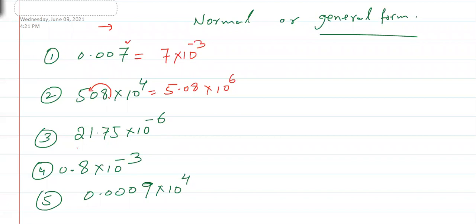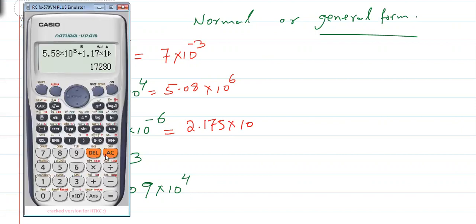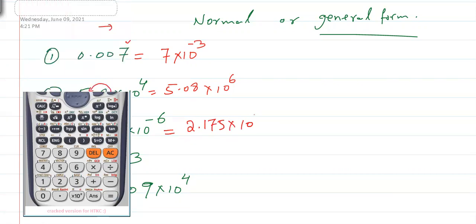Now, next one, number 3, is 21.75 into 10 to the power minus 6. I have to shift the decimal after the first non-zero digit, which is here. So from here to here, it will become 2.175 into 10 to the power. Right now we shifted 1 digit, so it means 1 power should increase. Already we are having minus 6 power. So if in minus 6, I add 1 more power, what will it become? It will become minus 5.